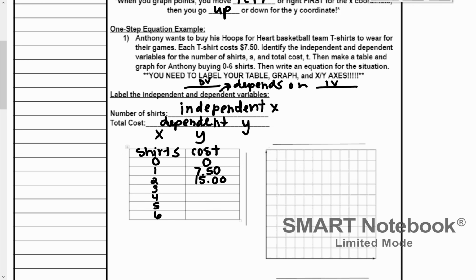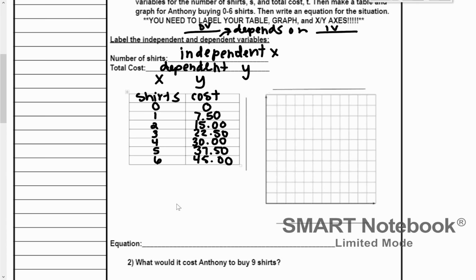If he buys 3 shirts, he's going to spend $7.50 plus $7.50 plus $7.50, which is going to be $22.50. Or you can notice that we're just adding the price of a shirt each time, so we're adding $7.50 to each of these numbers. So it'd be $30 plus $7.50 would be $37.50. And then plus $7.50 more would be $45. All right. So we've all done that part before. What we haven't done is the graph. Well, at least first we could write our equation.